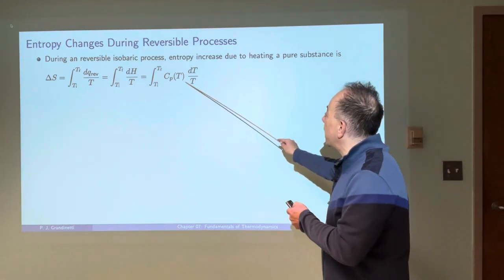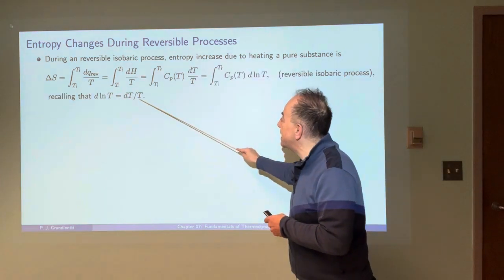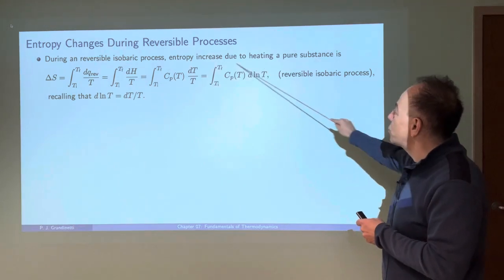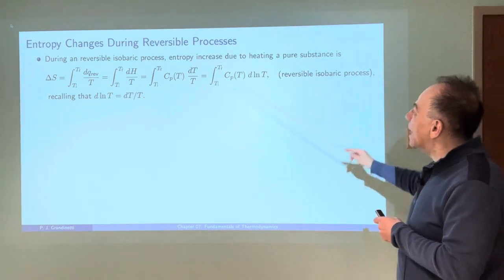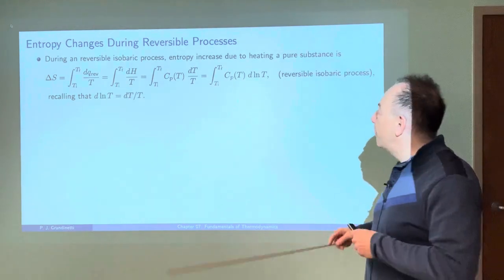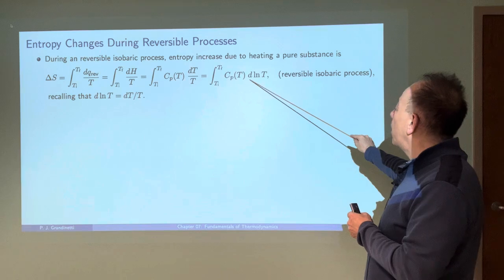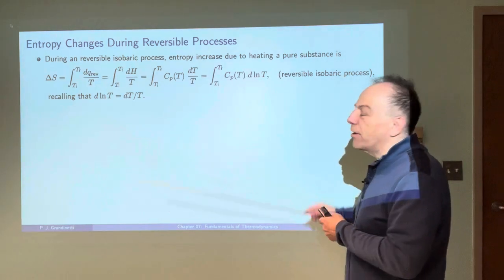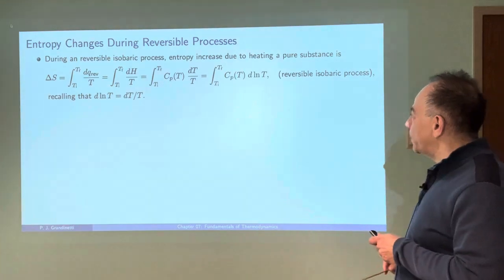And then we can take this expression here and use a little calculus trick where dT over T actually becomes d ln of T, and then we get this expression here for the change in entropy for just reversible isobaric heating or cooling of the sample. So if you integrate the heat capacity on a logarithmic scale of temperature between those two temperatures, then you'll get the change in the entropy that way.